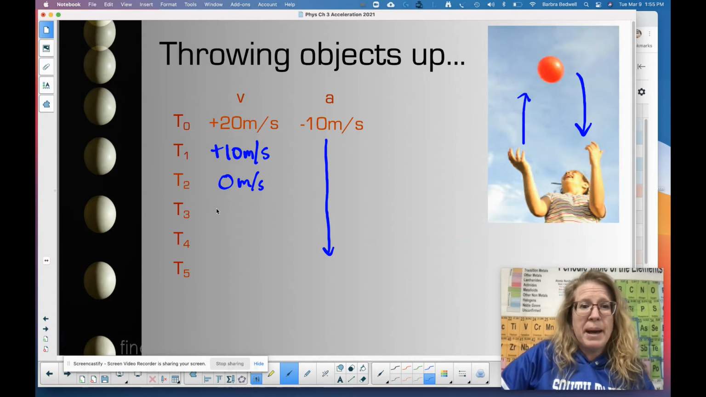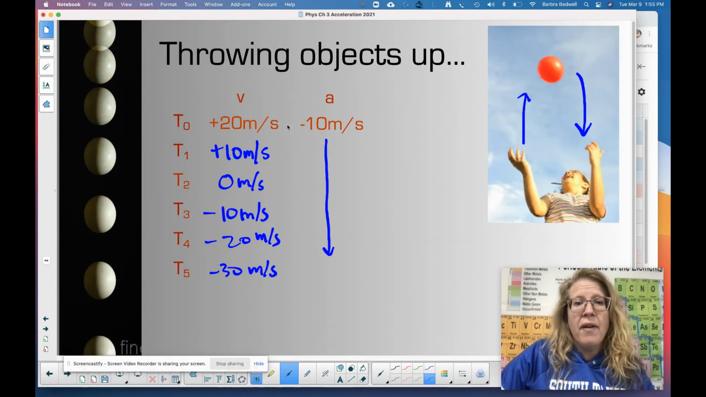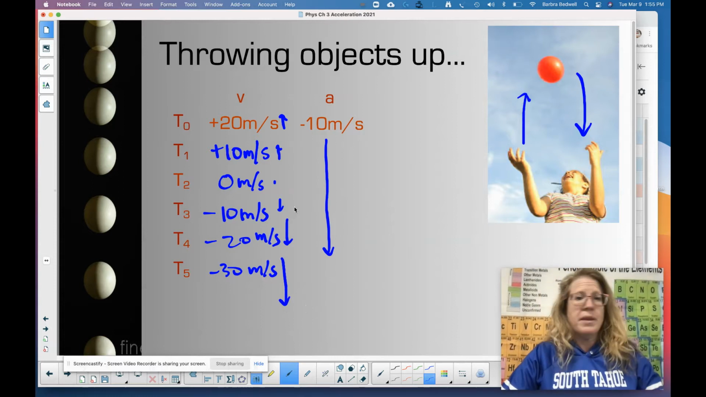So now as it's going back downwards after that third second, it's going to go negative 10 meters per second. And then it's going to go negative 20, negative 30, etc. meters per second. So remember what the signs mean here. This means that it's going upwards. This means it's going upwards. This means that it stopped. This means now it's starting to go back downwards. It's changing its direction and its velocity vectors are increasing each time. That's all that it means.